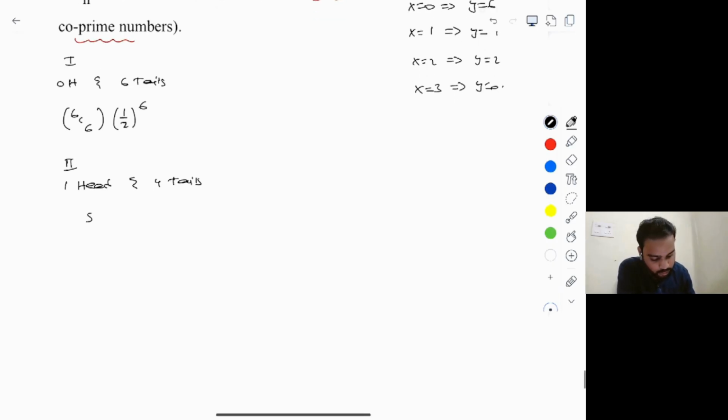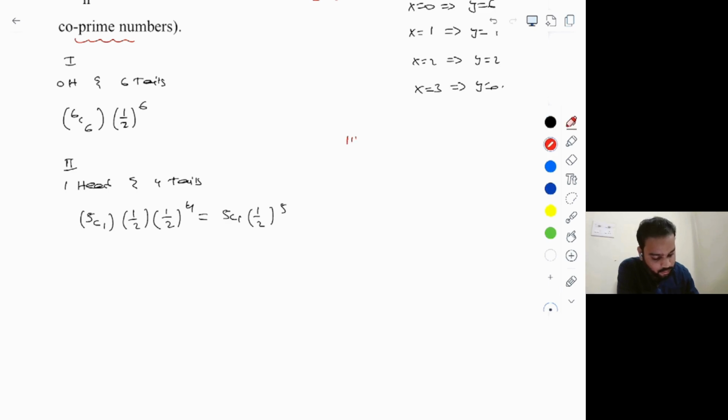So first of all, I will pick that toss in which the head appears, which can be picked in 5C1 ways, and then the probability of head is 1 by 2. And in all the remaining four tosses, you have to place the tail, which means it is going to be (1 by 2) whole to the power of 4. But finally, it is nothing but 5C1 multiplied by (1 by 2) whole to the power of 5.